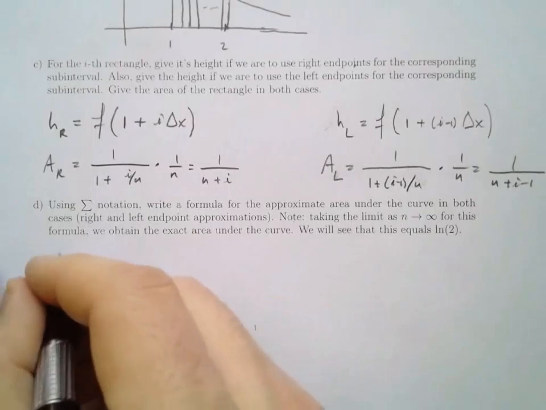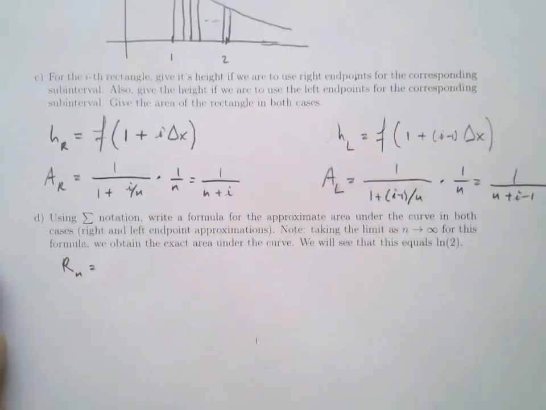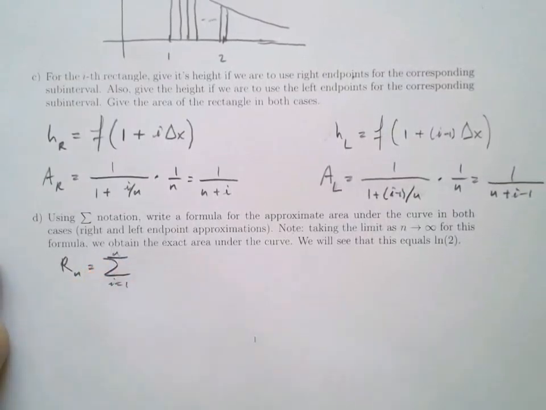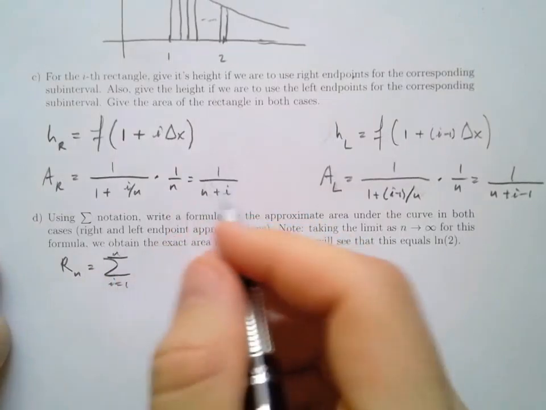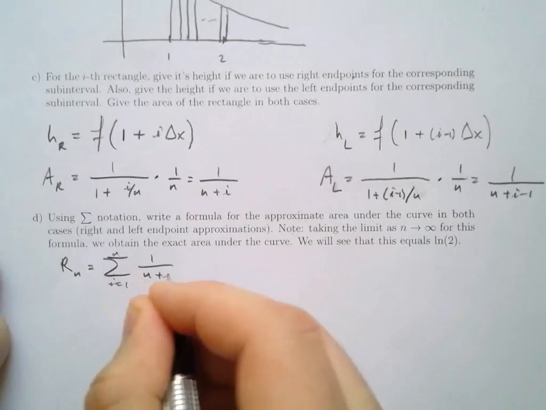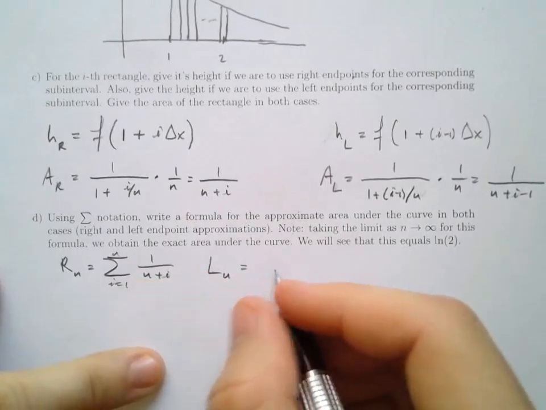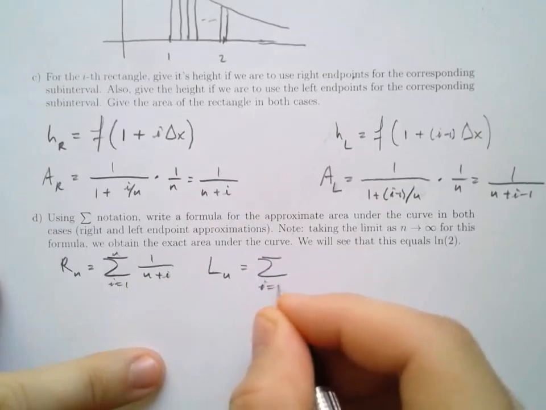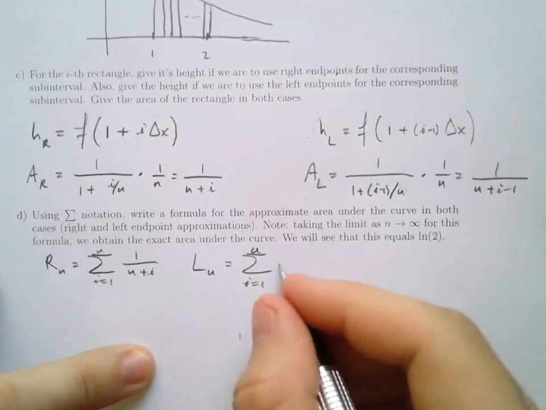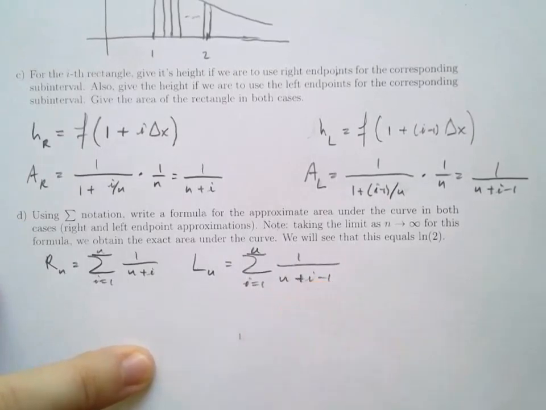So now if I sum up the areas for every rectangle, I can get the right approximation using n subintervals. So that's the sum i goes from 1 to n of this expression 1 over n plus i, and the left approximation using n subintervals is going to be the sum i goes from 1 to n of the area of the left rectangles. So we have 1 over n plus i minus 1, just like so.